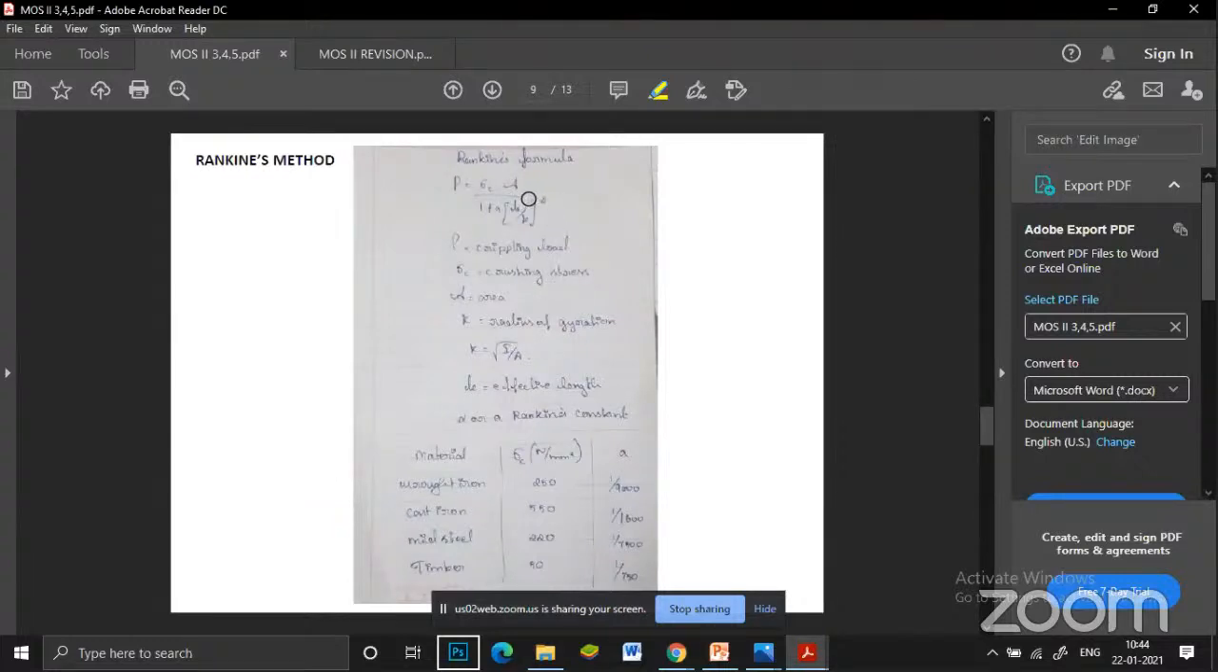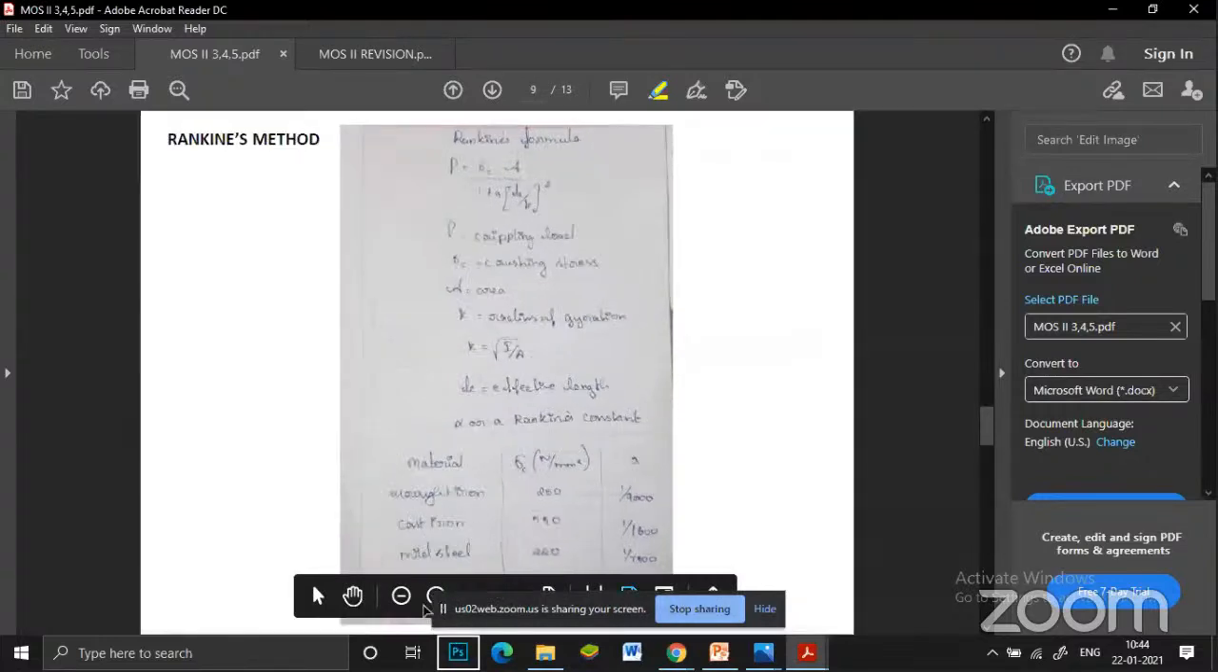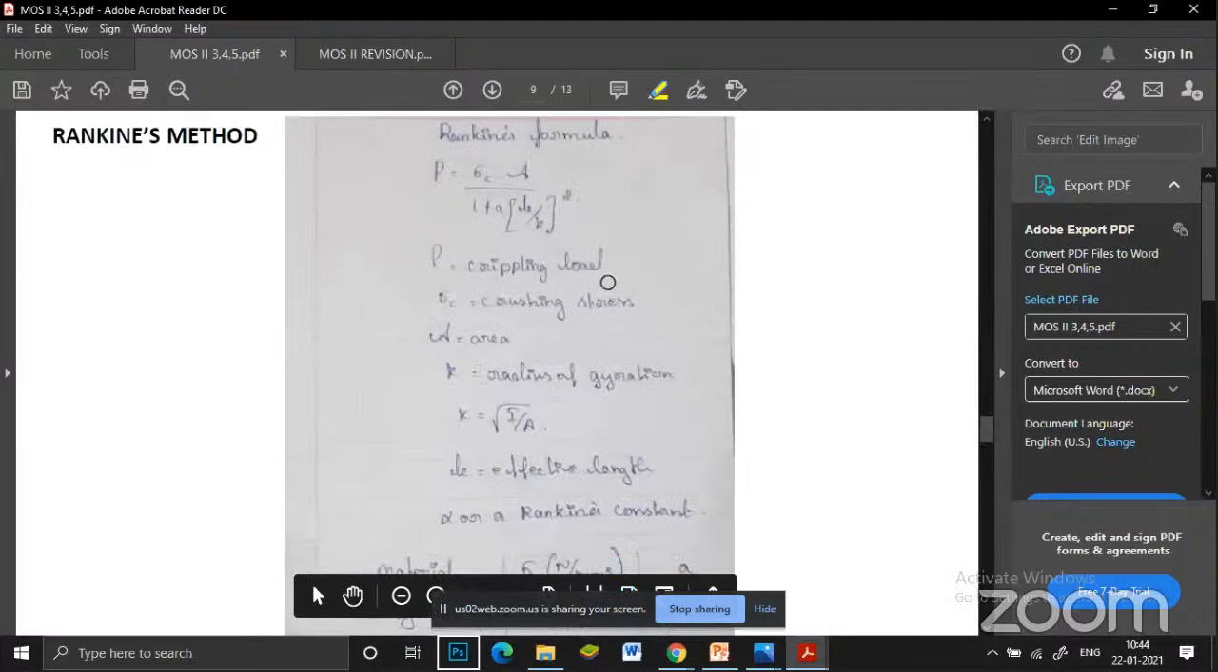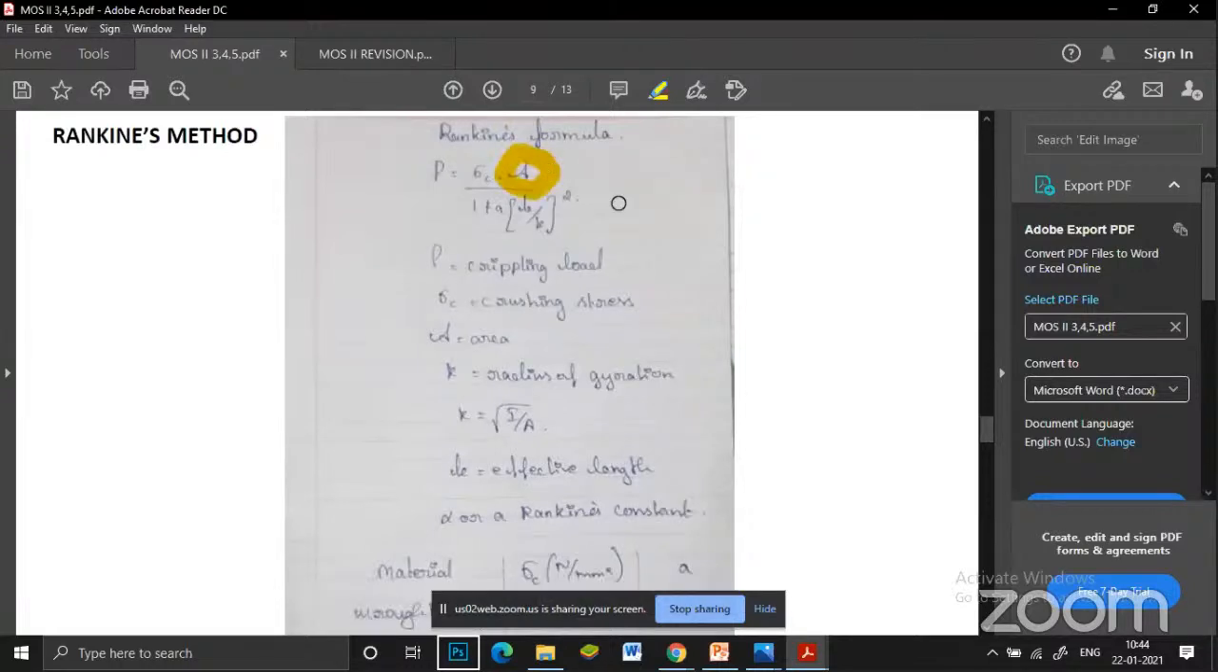Now load is equal to sigma C into A. This is Rankine's formula. Rankine's method formula: load is equal to sigma C into A, where A is nothing but the area of the given column, whether it is a circular column or a rectangular column. Then divided by 1 plus a into (L, that is the effective length, divided by K) the whole squared. Now here, the full form is P is equal to crippling load, sigma C is equal to crushing stress.